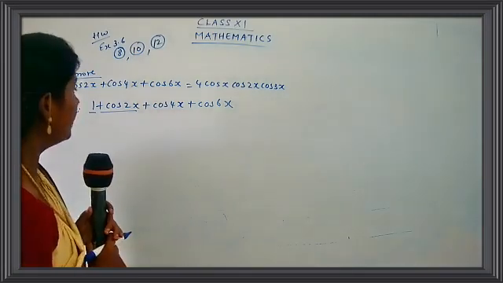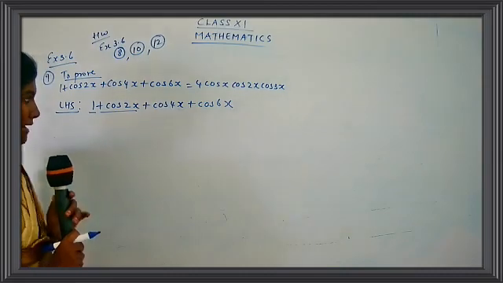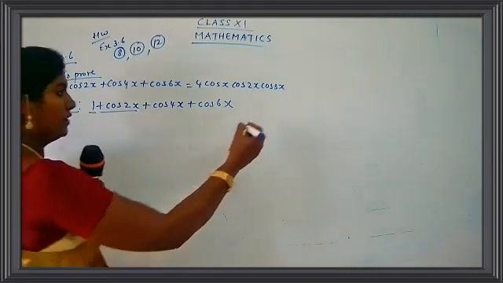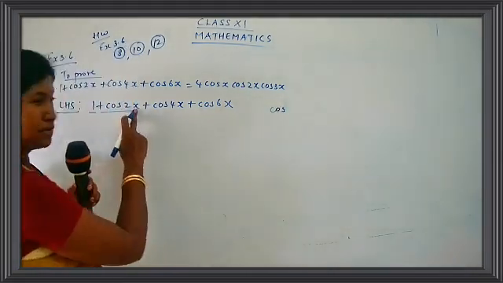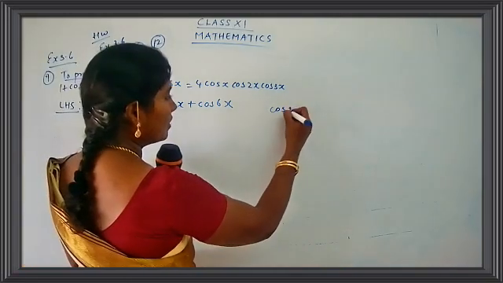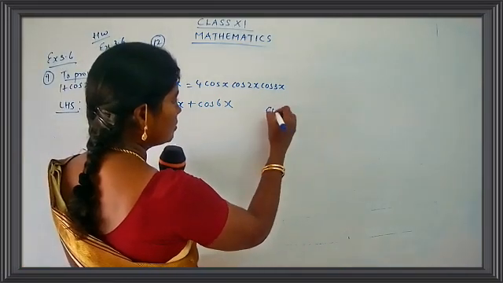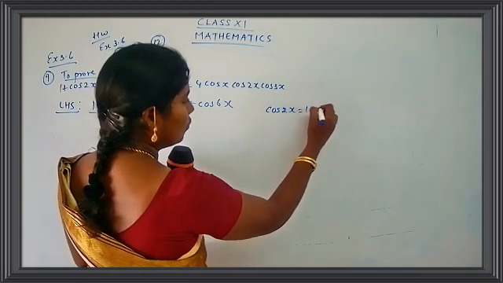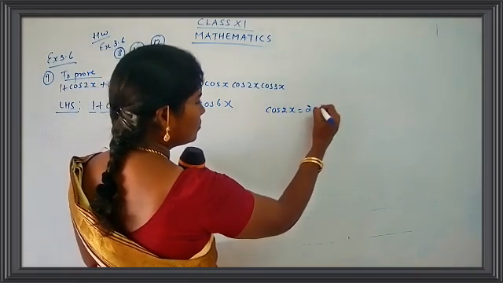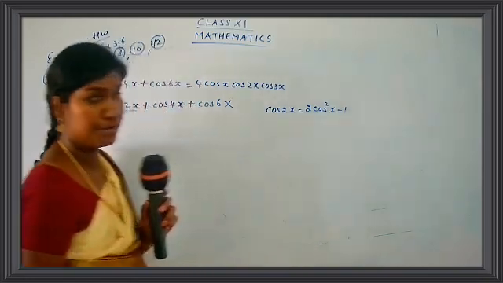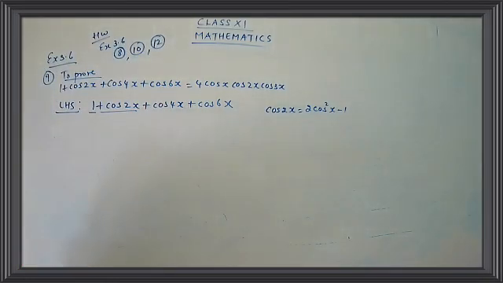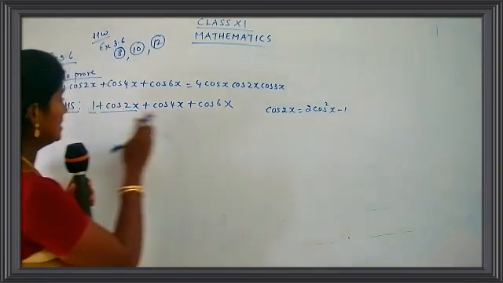Okay. So now here I'm just going to use one of the double angle identities. This is in terms of x, so I'll write the formula in terms of x. We have a formula here, cos of 2a is equal to 2 cos square a minus 1. So cos 2x is equal to 2 cos square x minus 1. We have this formula in the double angle identity.